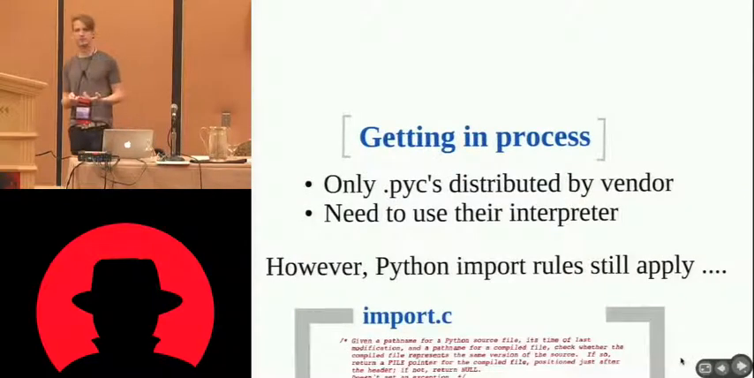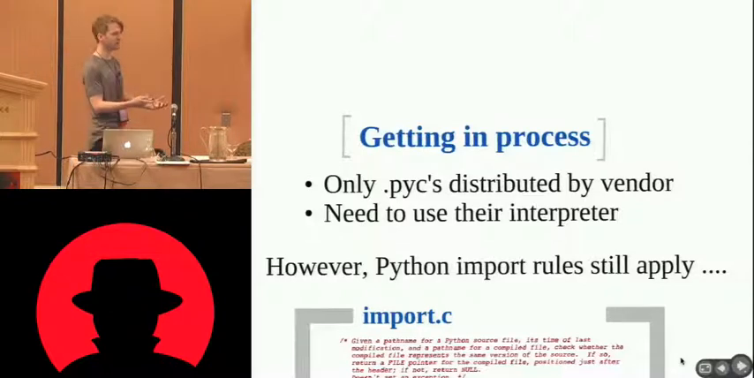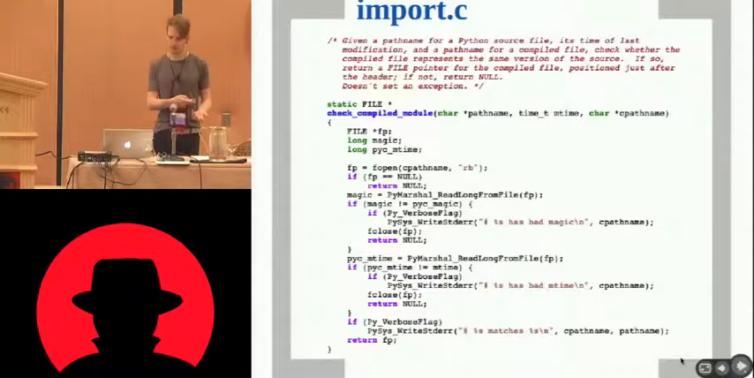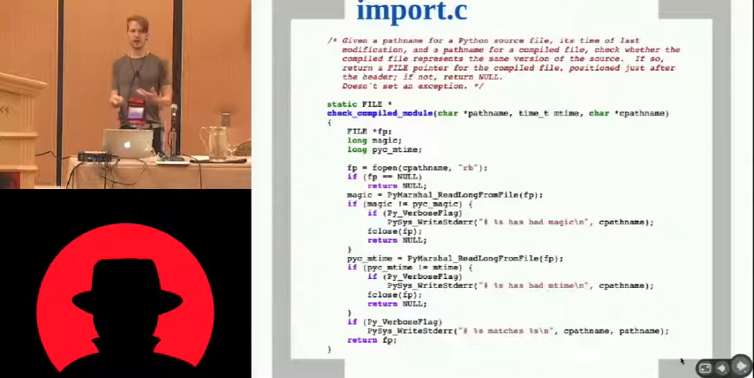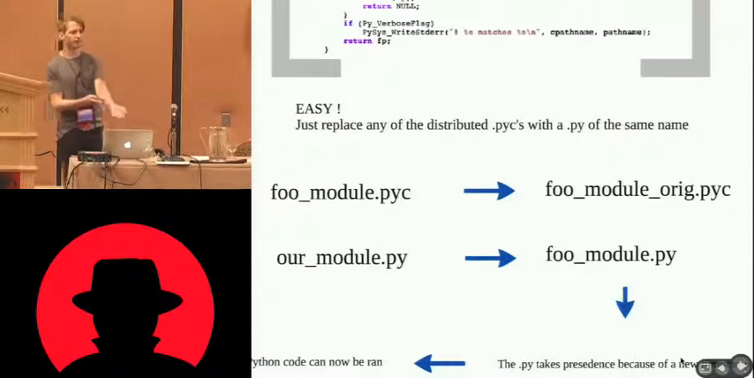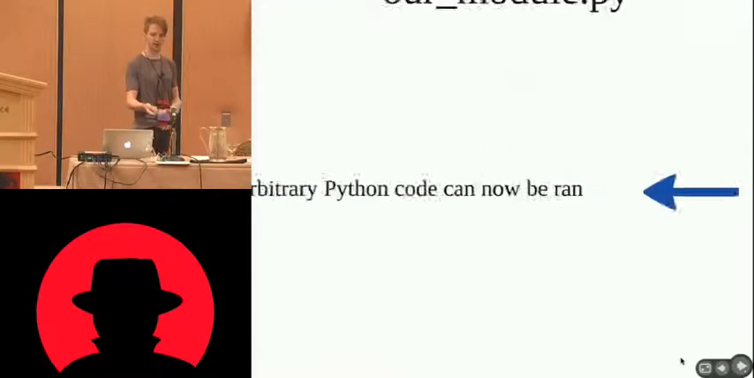So, getting in process. If there is an application which is distributed purely as PYCs, we want to get inside that Python main thread so we can execute our own Python. How do we get in? They've obfuscated their runtime, so we need to use their interpreter to execute their bytecode. We can't pad it with our own stuff on the front. So we need to use their interpreter, but the import rules for Python still apply. We've already talked about the timestamp within the Python runtime. If that timestamp doesn't match, then the file name .py for that PYC will be looked at in preference. So if there was foo_module.pyc which you want to get in process, rename it to foo_module_original, take your module, and rename it to foo_module.py. Your .py will have a newer timestamp, so it will be accessed in preference to their .pyc, and then from your module, you can execute arbitrary bytecode.